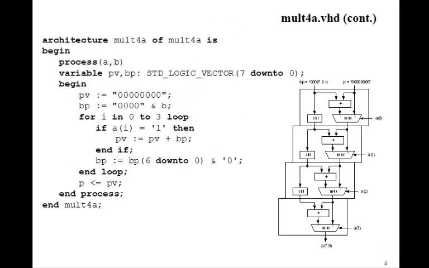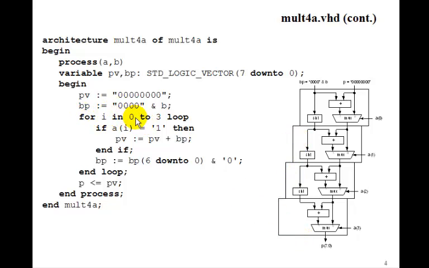So here's the architecture for this multiplier. To implement this circuit, we'll define 2 variables, PV and BP, corresponding to the P coming in and the BP coming in. We'll set the P's all to zeros, as we do here. We'll concatenate B with 4 leading zeros, as shown here. And then we'll go through this for loop 4 times, one for each of these blocks.